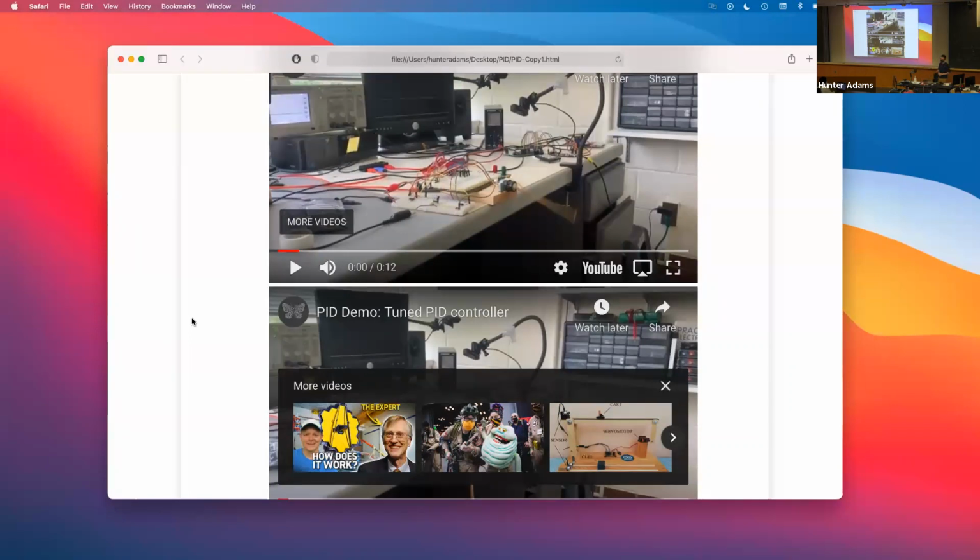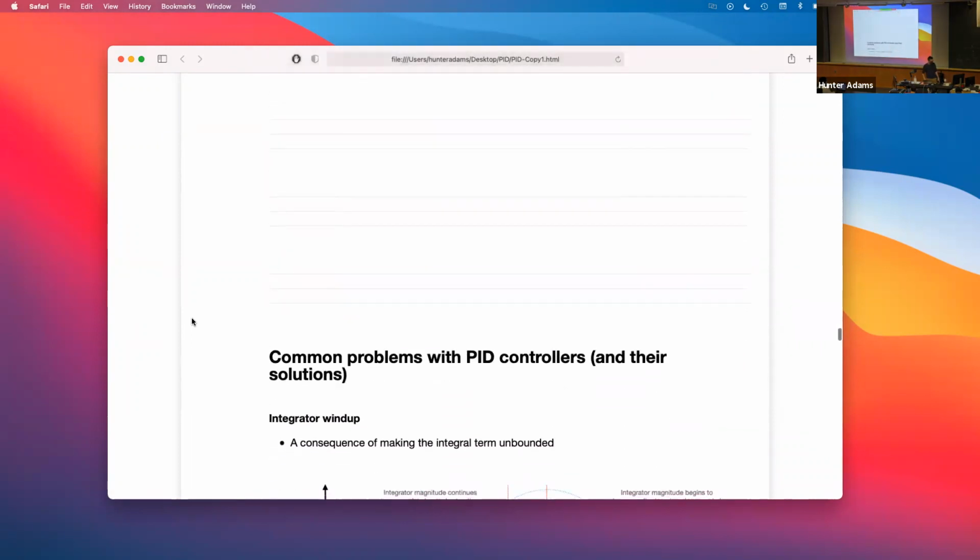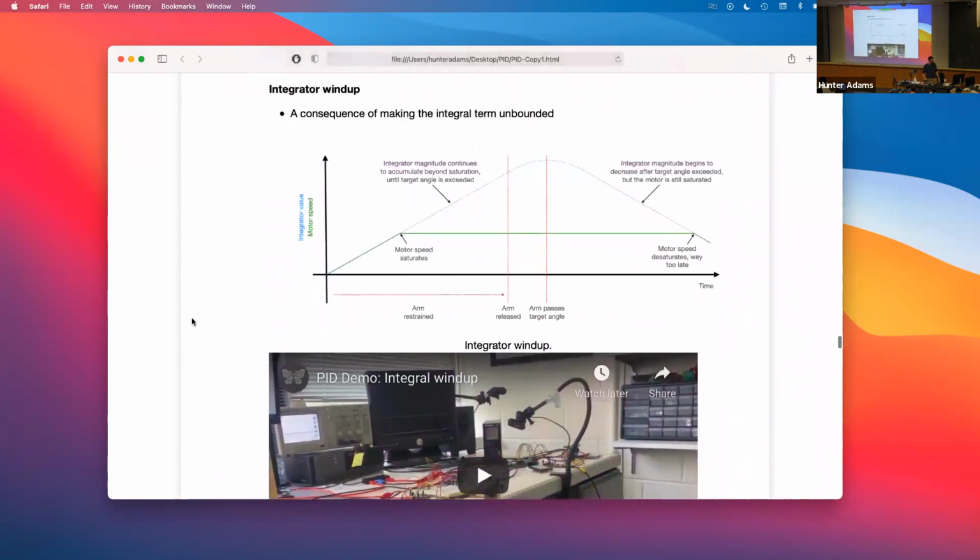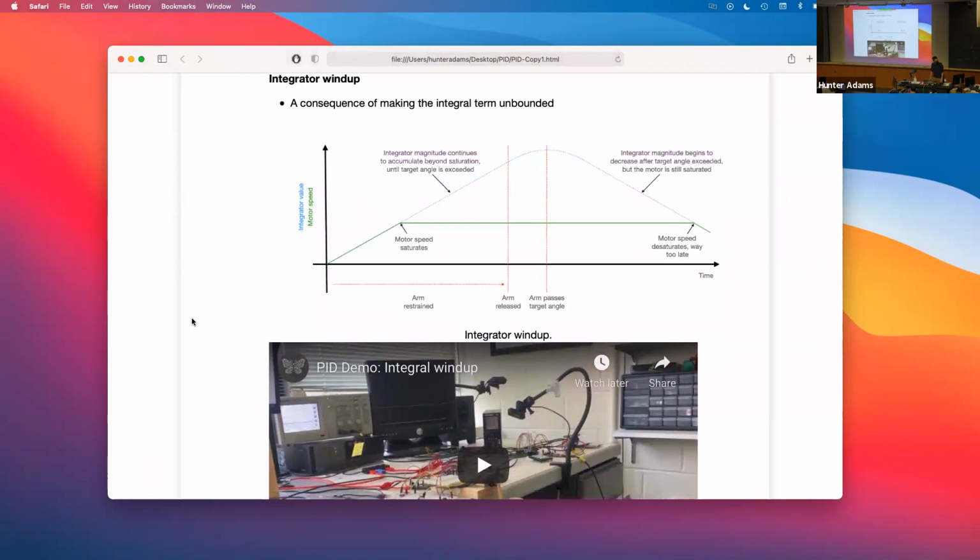Other questions? Okay. So there are a few things to be careful about. First thing to be careful about is this issue called integrator windup, where I mentioned that the way the integral part of the PID controller works is you're summing the error over time. Suppose that you put no cap on how big the integral part of your PID controller can get.